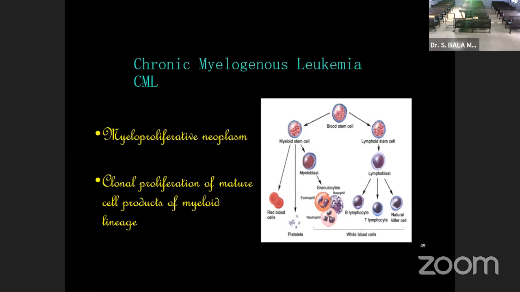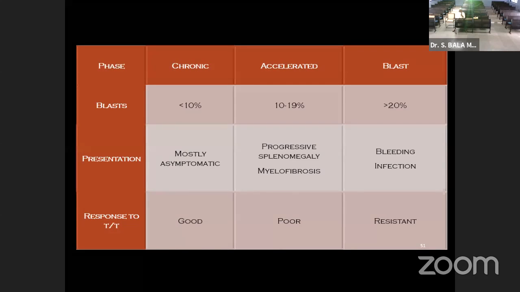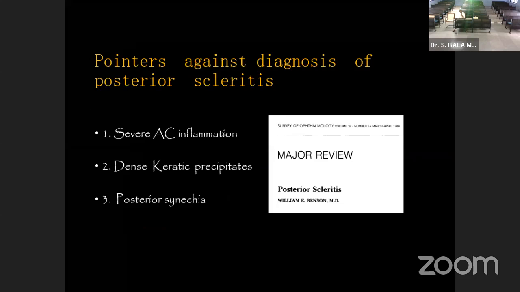So we need to be very careful in ruling out masquerades as well in scleritis. And this protein is coding for a tyrosine kinase, and the specific inhibitor really works. And the beauty of this case is, although in the accelerated phase and poor prognosis, we were able to achieve a vision of 6/6. And the pointers against the diagnosis of posterior scleritis, we should all know, are the severity of AC inflammation, dense KPs, posterior synechiae, as illustrated by Benson's article on posterior scleritis.